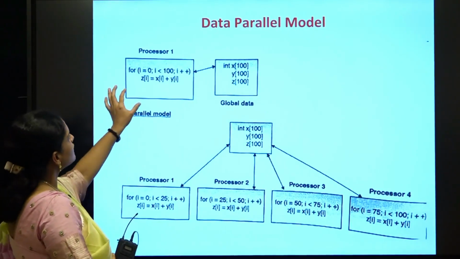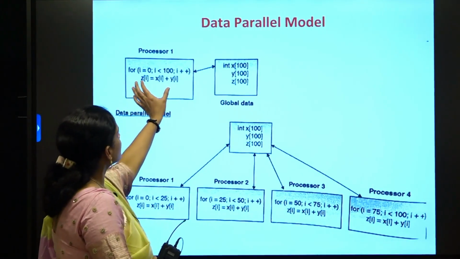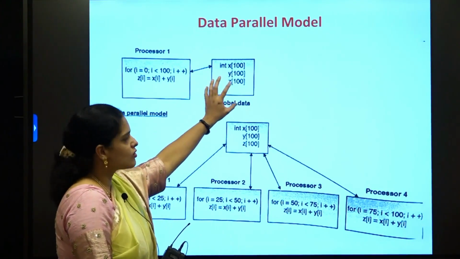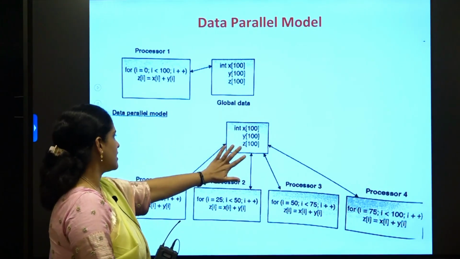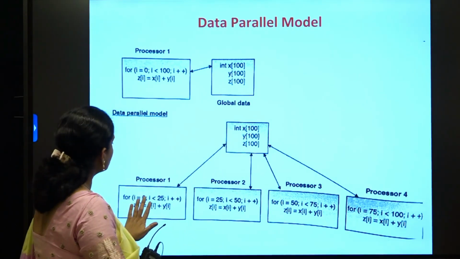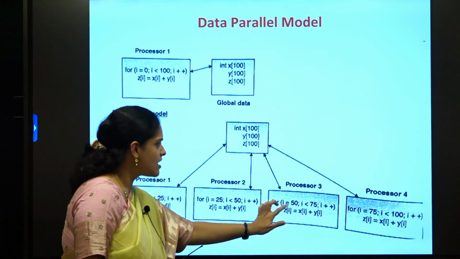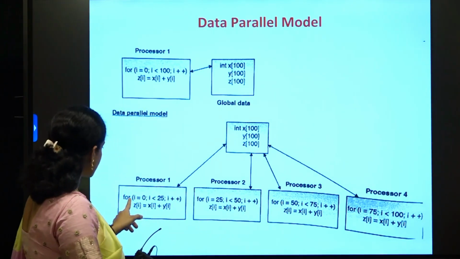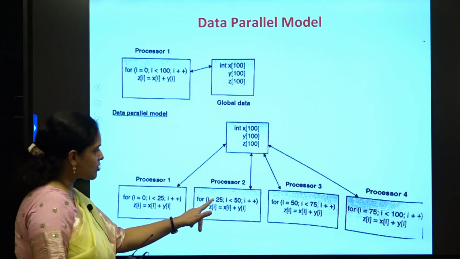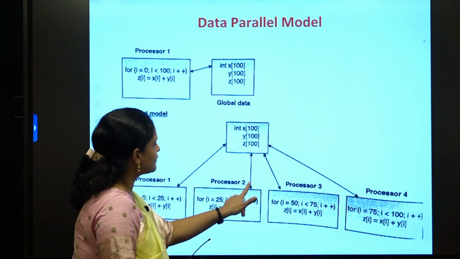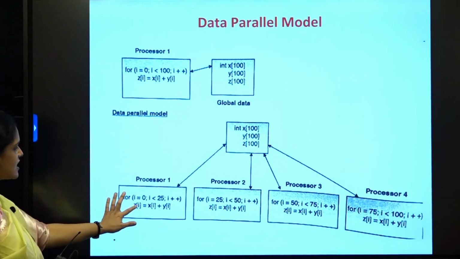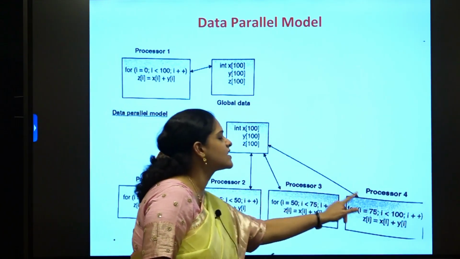The information required to execute this particular instruction is stored in the global data or global memory, and all the processors have access to the global memory, and they work on the same instruction on different sets of data. Processor 1 is executing on i equal to 0 to 25, whereas processor 2 is executing on 25 to 50, and then 50 to 75 and 75 to 100. So, the single instruction is being executed on different sets of data.